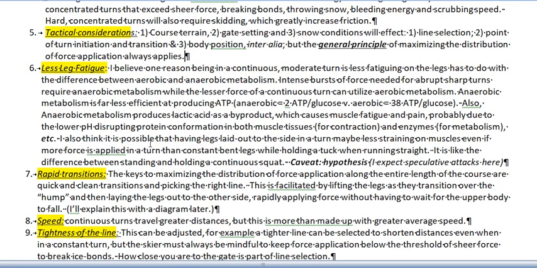I also think it is possible that having legs laid out to the side in a turn may be less straining on muscle, even if more force is applied in the turn than with constantly bent legs while holding a tuck. Just holding your own weight in a tuck is very tiring and straining. That takes a lot of conditioning in itself. Standing up is much easier, because you hold the force more naturally, better. With standing up, you're using your leg bones lined up. When you're in a tuck, it's all muscle.